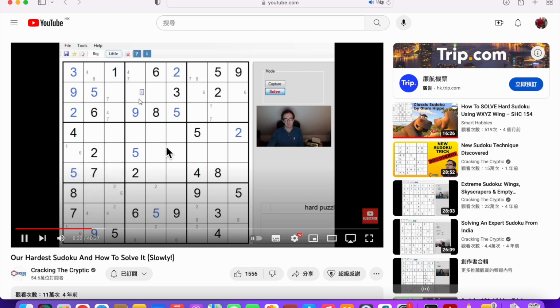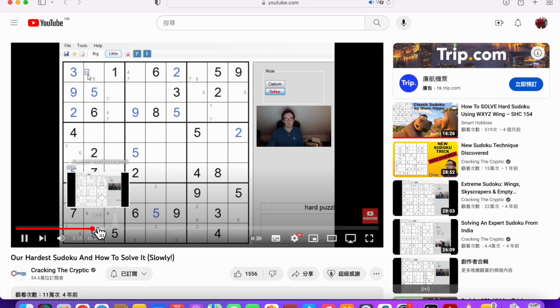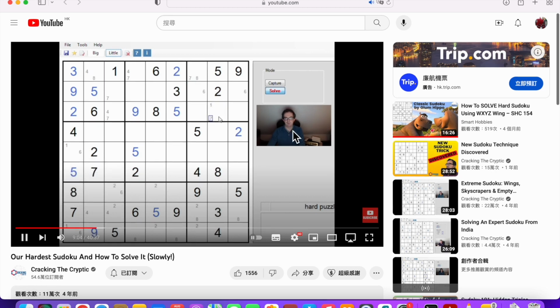This is critical. So now we have the 3 possibilities, and whatever we choose here, we'll put 7 in, and this can know as a double. So I know this is either 1 or 7. I've just proved it can't be a 7.